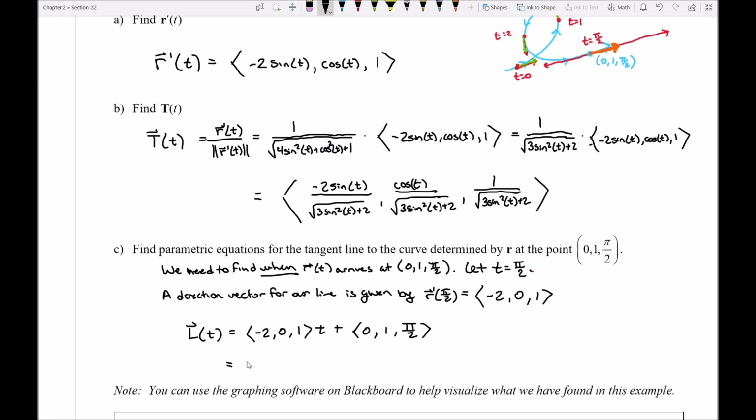Of course, if you want, you could write this as just a single vector, right? That is, I have negative 2t plus 0, I have 0t plus 1, and then I have t plus pi over 2. You could also express this as x equals negative 2t, y equals 1, and z equals t plus pi over 2.